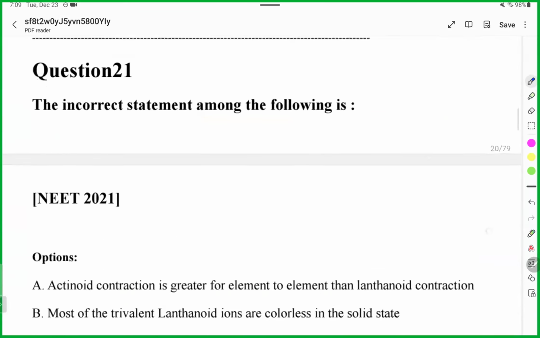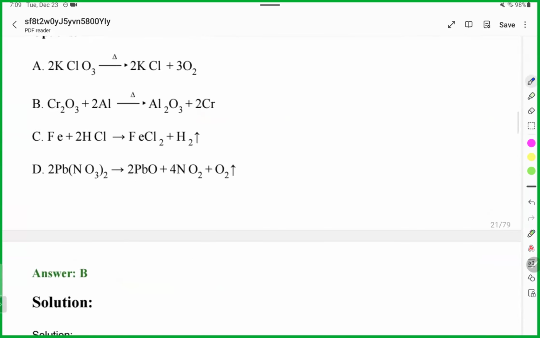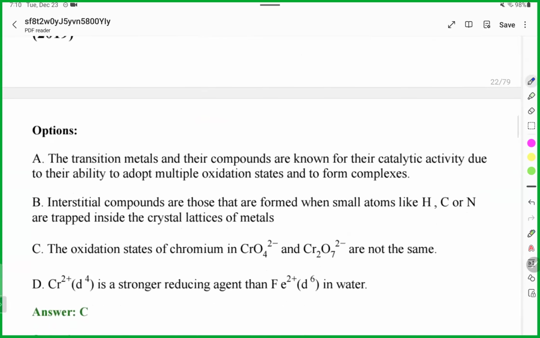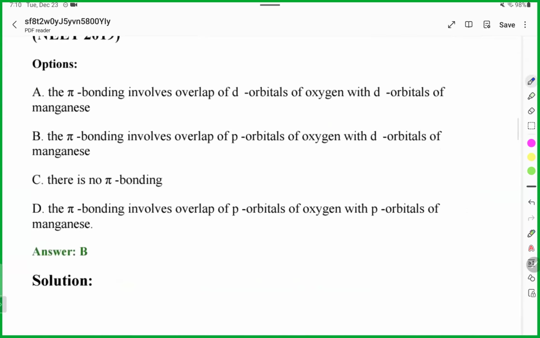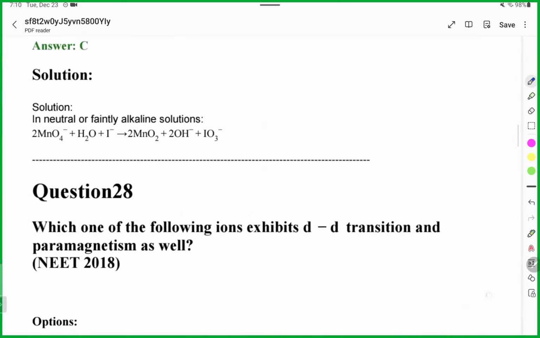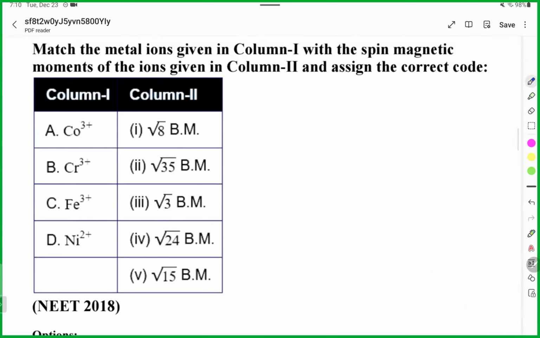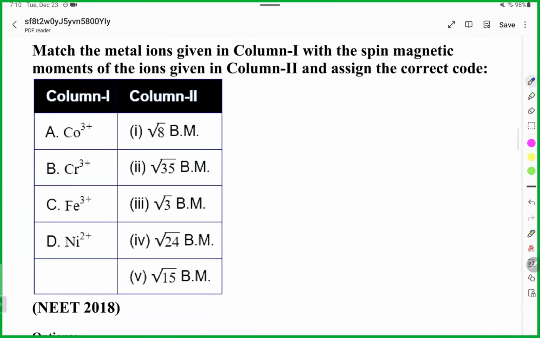You have a lot of questions from lanthanoid contraction in this. See, same again and again, lanthanoid contraction. Chandana, what do you mean by lanthanoid contraction? Here it will be value 2. Here it will be 5. Here it will be 1. Here it will be 4. Here it will be 3. Na?